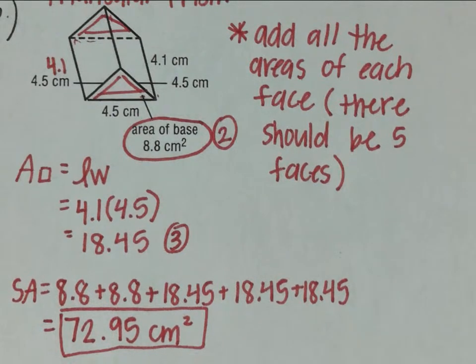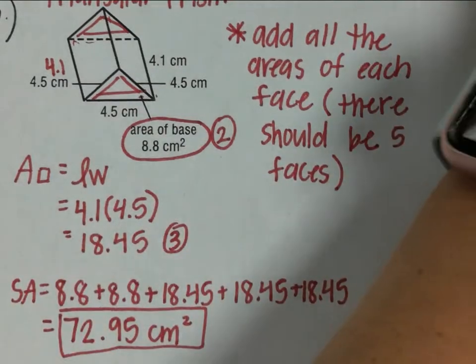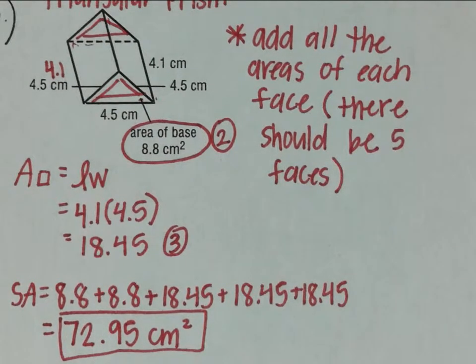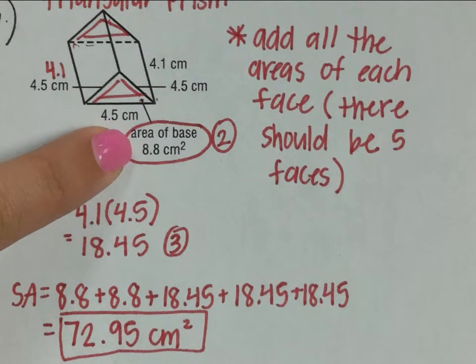Questions on that one? Also, we don't find the triangle in that one. No, because they already gave it to us. They told me that the area of the base was 8.8. So if they give it to you, don't find it. But if they don't give it to you, you've got to find it. Okay.